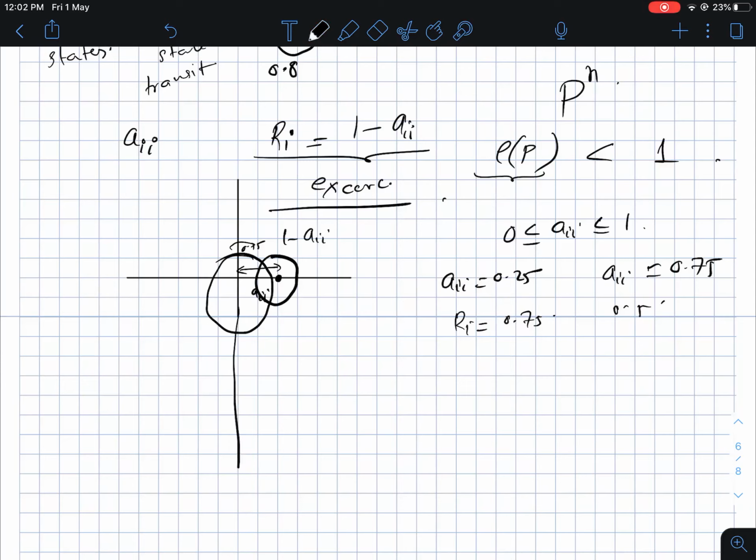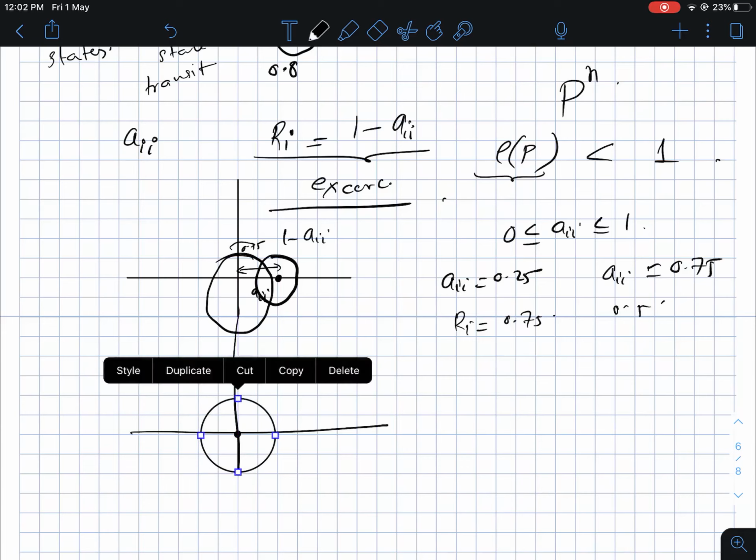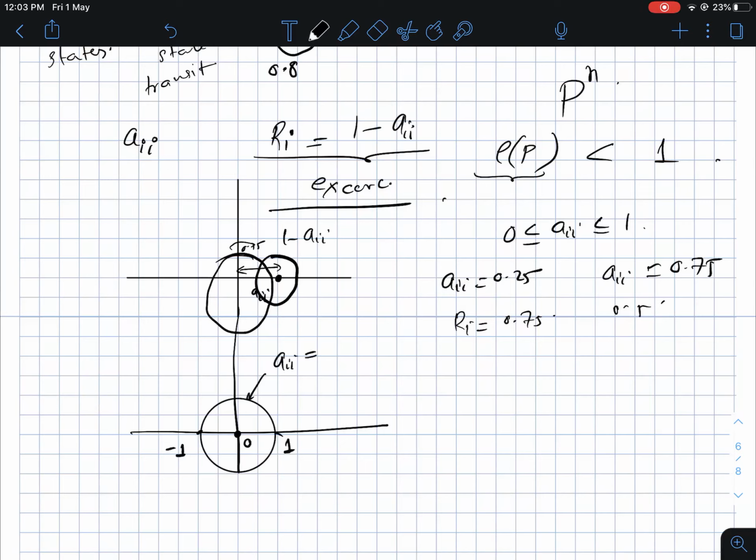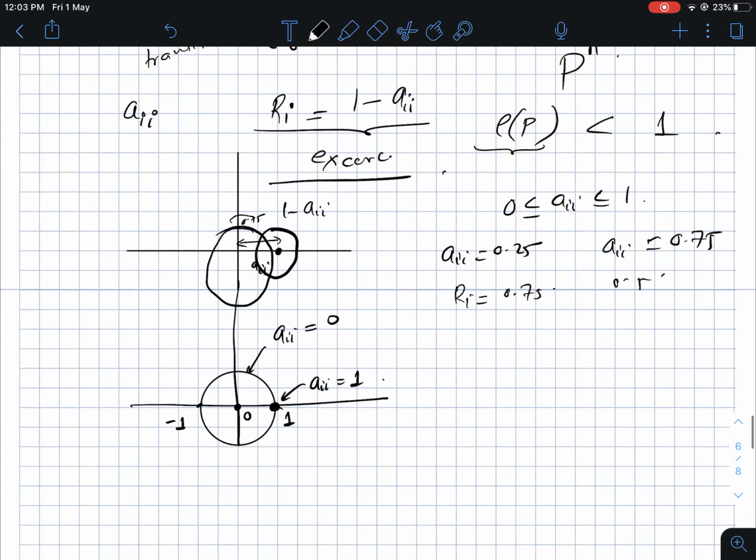So let's draw the worst and the best cases. If a_ii is 0, then the radius is going to be 1 and your circle is going to look something like this. So this is 0, this is minus 1, this is 1. This is the scenario when a_ii is 0. When a_ii is 1, the circle is just going to be this one, because the radius is going to be 0. So it's just that dot, a degenerate circle.